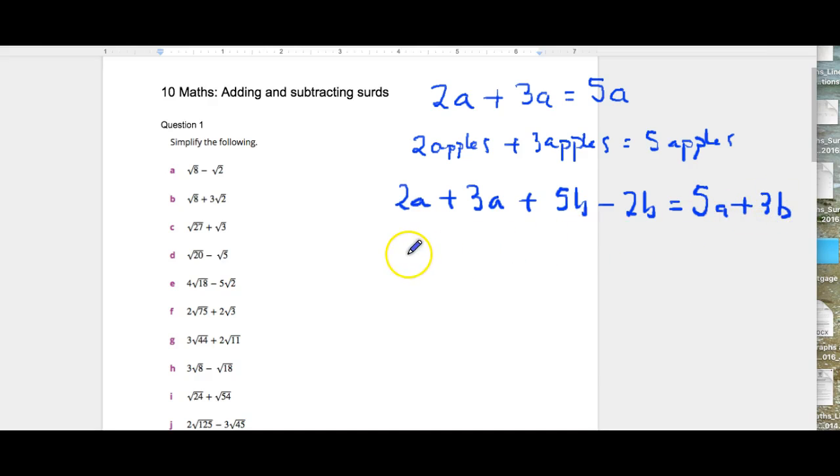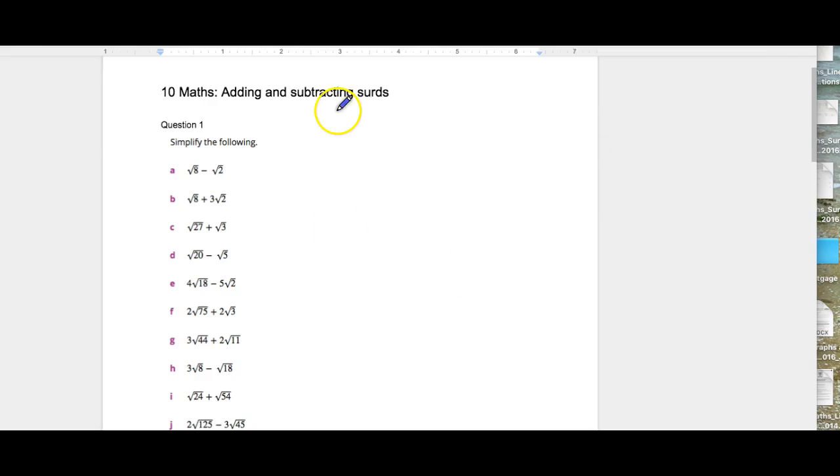And the same thing applies to surds. So a like surd is, let's say, the square root of 2 and square root of 2. They're like surds. So you could have any number out the front. As long as the surd part of it is the same, then they're like surds. Now with surds, you need to simplify them sometimes before you can actually add or subtract them.